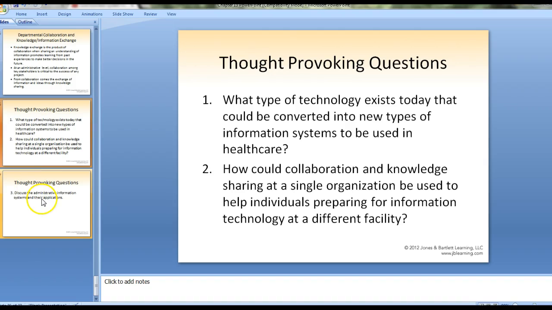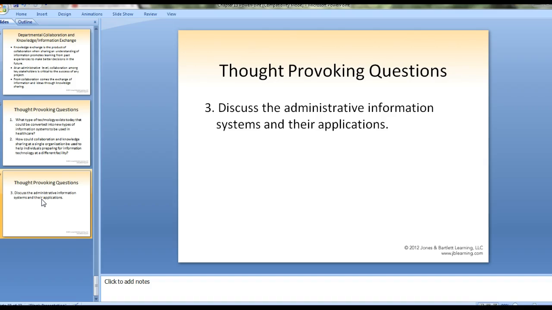And then discuss administrative information systems and their applications. So, the case management systems, ways to improve financial. And oftentimes I think we kind of double chart on things. So looking at where we can scale back so that we can free up time and be more efficient.